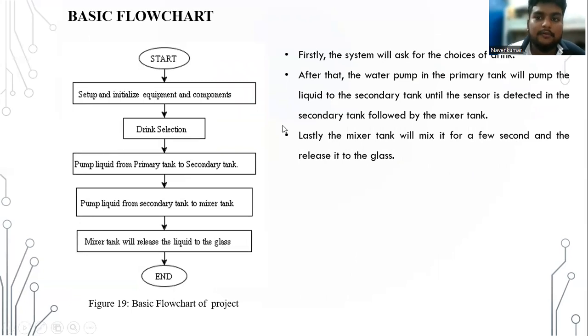So next, I'll just elaborate about the basic flowchart of my program. We have to start with the 12-volt supply, and then the setup will initialize the equipment, and then we have a drink selection menu. After the drink is selected, the primary tank will pump the water through a water pump to the secondary tank, and from the secondary tank it will then pump to the mixer tank, which will mix the drink, and then the mixture will go to the output, which will go to the glass.